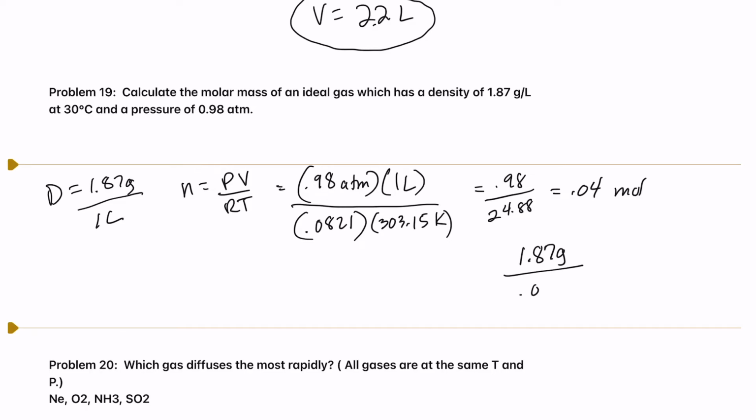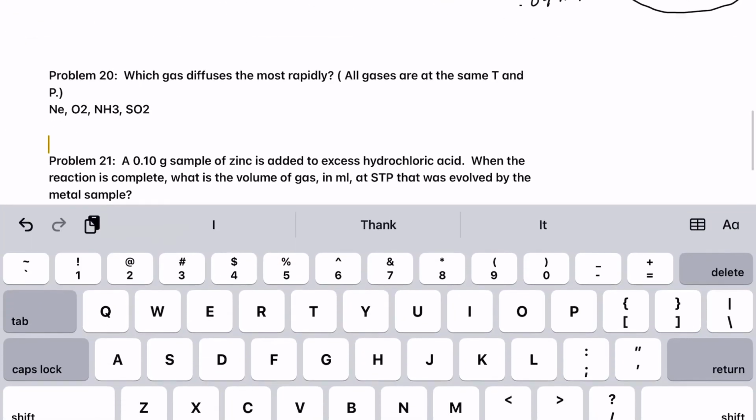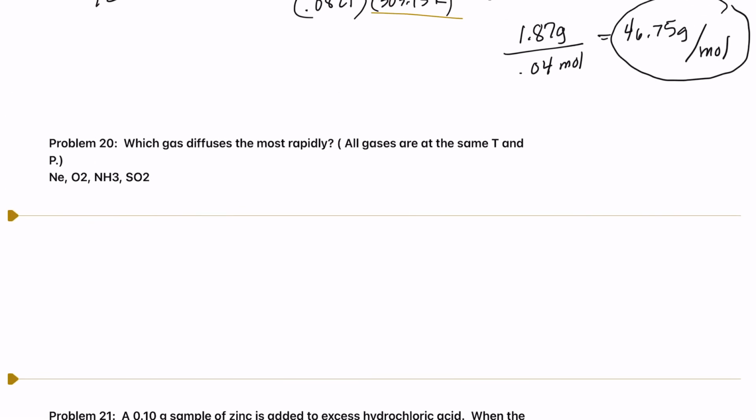And again, molar mass is grams per mole. So we're going to set that up. Let's convert it to 1 mole, would have had 46.75 grams. And again, a more accurate answer would be 46.8 grams per mole, thanks to sig figs.